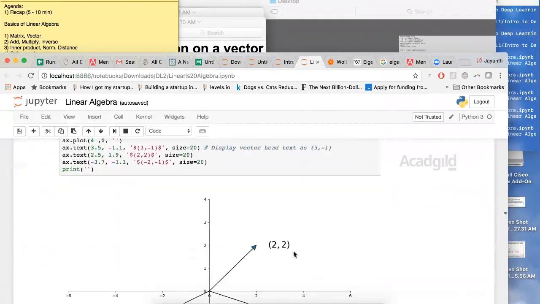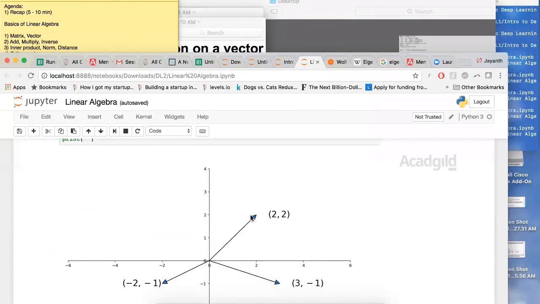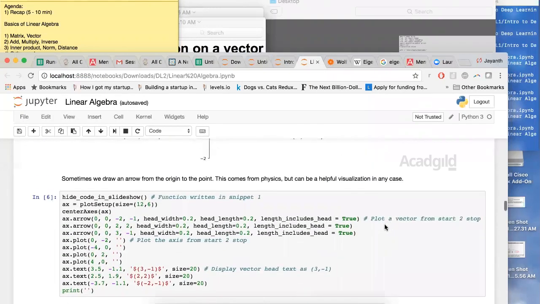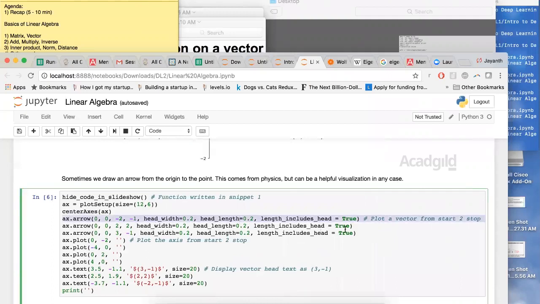So here is a vector. So this is 2, -2, -2, -1, 3, -1. In terms of the functions that we've written, I'll just go through on a high level. So ax.arrow is from the point 0, 0 until -2, -1, draw a vector. That's it. The width of that line is 0.2. The length of that line is 0.2. And write the head. That's pretty much what this does.